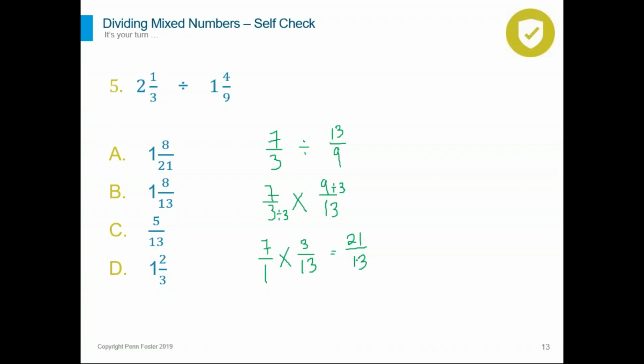That is an improper fraction. It is best to change it to a mixed number. How many times does 13 go into 21? Once. 13 will remain as is, and then the remainder is 8. And the answer is B, and everyone did answer this correctly.